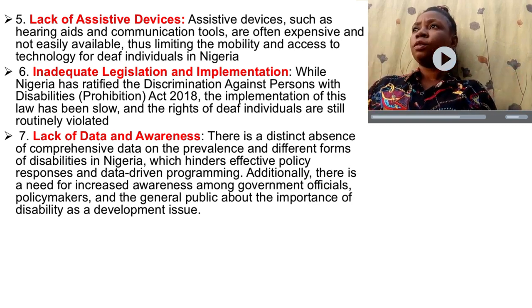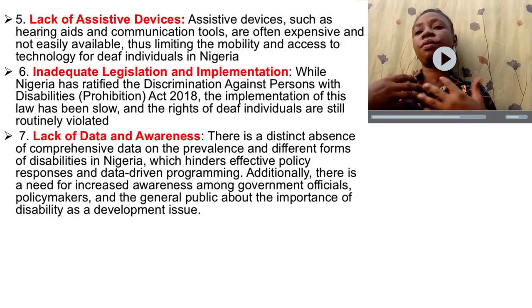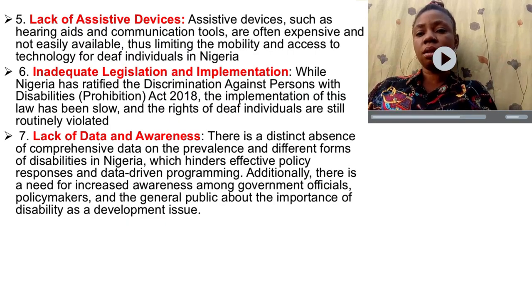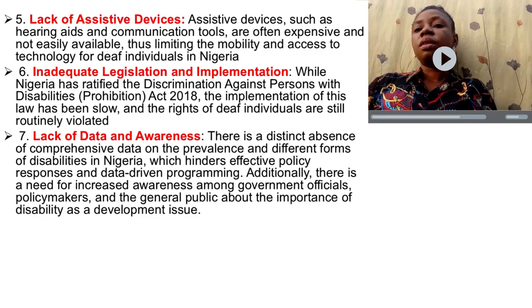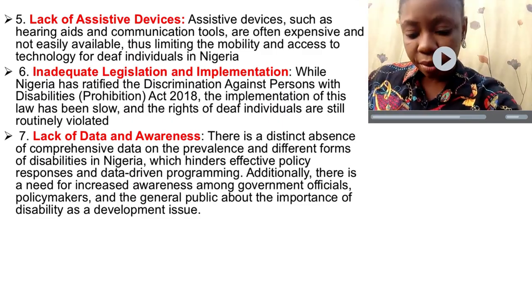But if you look at it, these things are not readily available, and even when they are available, they are quite expensive. So how many hard of hearing persons would afford to get a hearing aid? This is part of the challenges that deaf persons in Nigeria face.